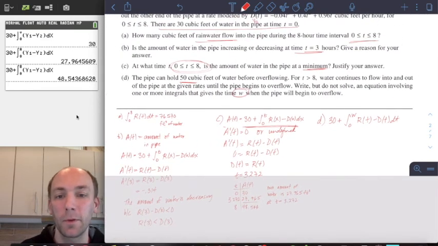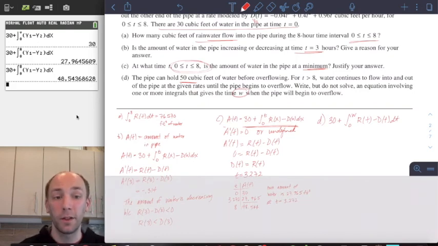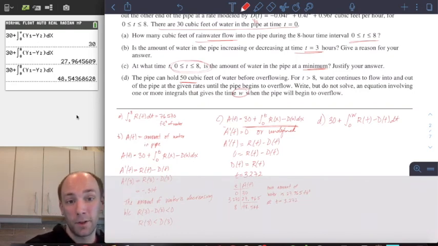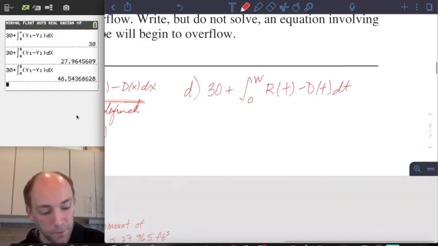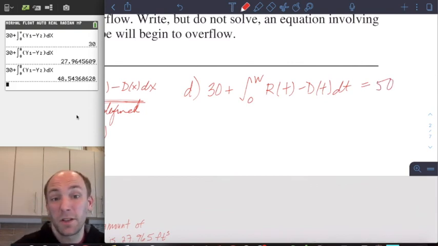The pipe can only hold 50, so I want to know when it is equal to that, because that will tell me when the pipe begins to overflow. So what we're going to do is set it equal to 0. Or I'm sorry, set it equal to 50. And that's all we've got to do. It just says to write an expression but do not solve. Okay?